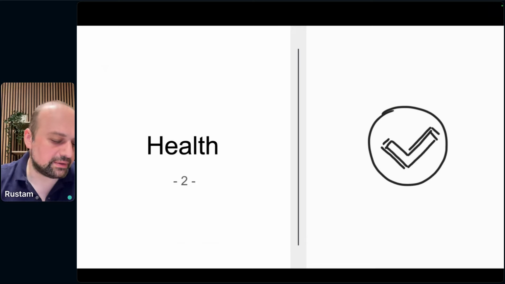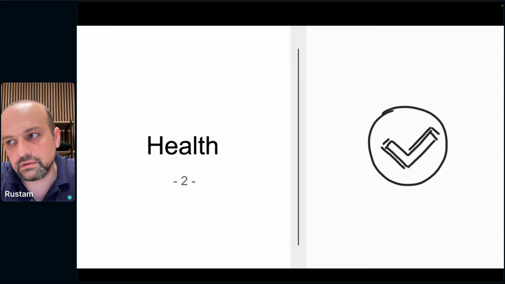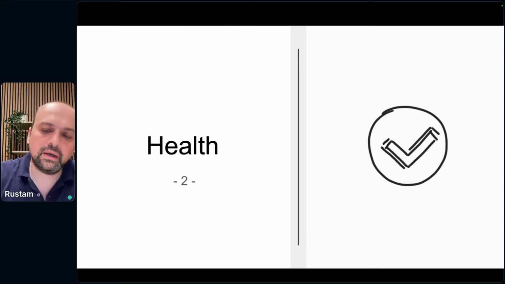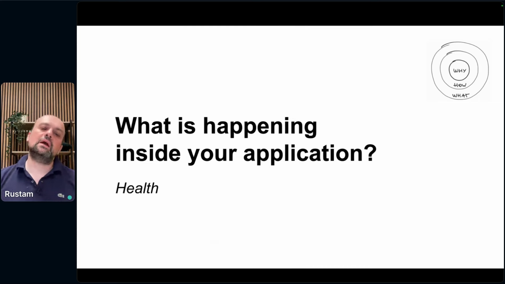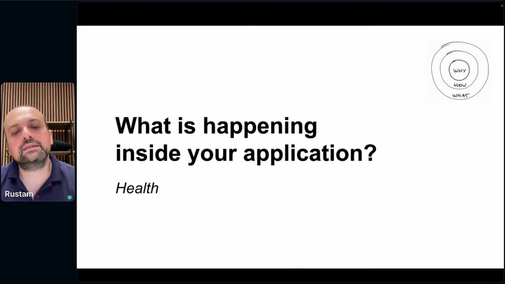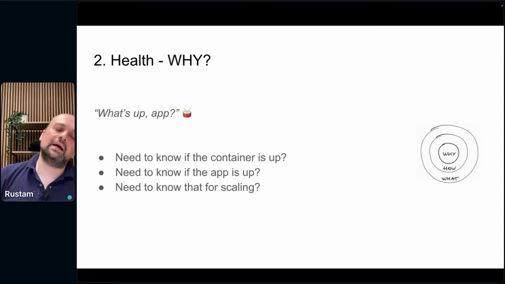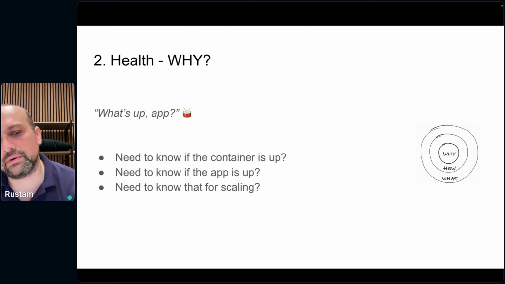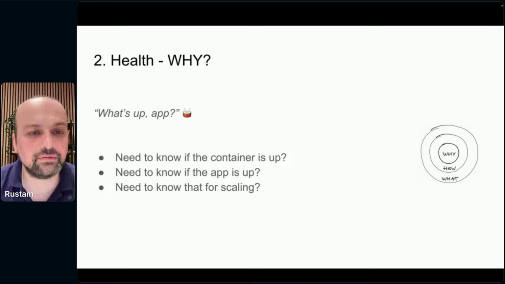So failover, we've talked a little bit about that. Let's talk a little bit about health. That's another thing you really want your cloud native applications to be able to expose. And what do I mean by health? Well, it's a way of measuring a temperature, or measuring how your application is doing. So what is happening inside your application? How do you do that? And why do you need that, right? Well, I have a very horrible wordplay here that I'm kind of proud of, but not very proud of. It's basically: what's up, app. Yeah, I know it's bad, but I couldn't help myself.